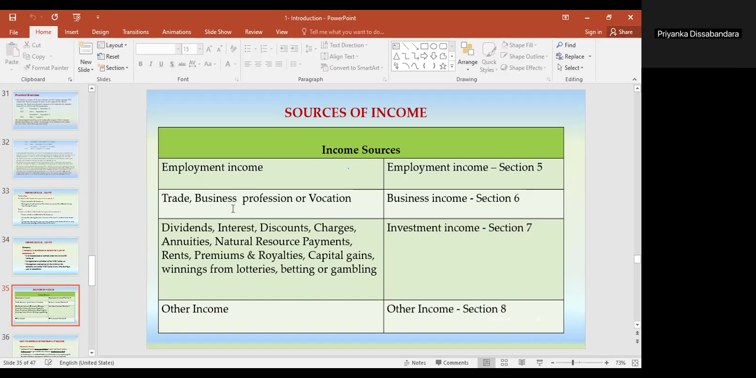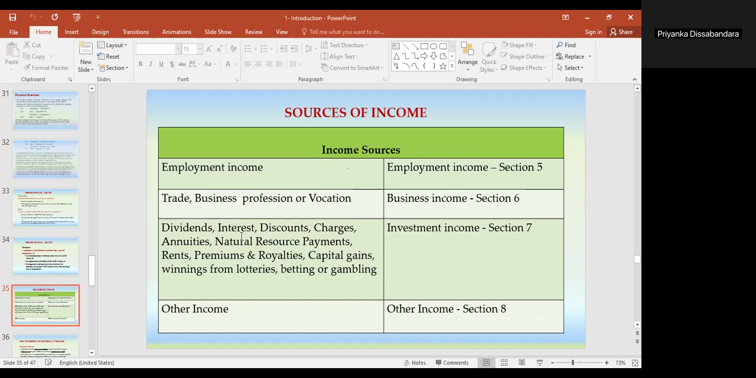Then, if that person is engaging in a trade, business, vocation or profession, that income should be categorized under business income. So what is the meaning of profession, vocation? We can discuss it later when we are considering this business income.